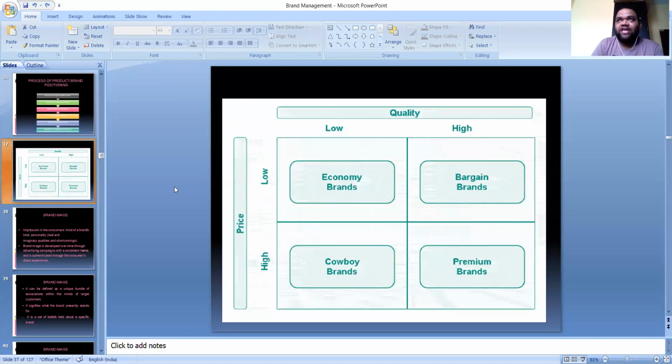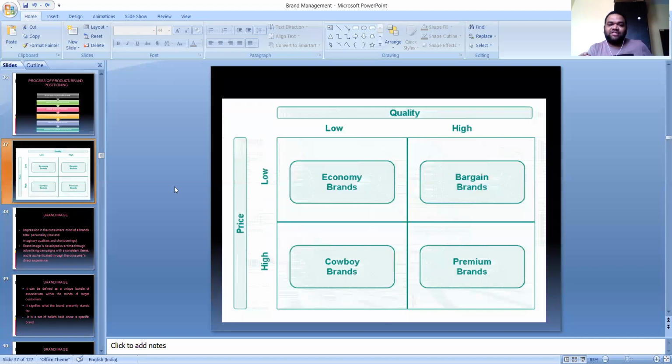This actually happens sometimes in clothing. Maximum women know this. Whatever saree they go for, even if the price is 4,000 or 5,000, maximum they will bargain for a lower price. But the quality remains the same. So those brands we call bargain brands.